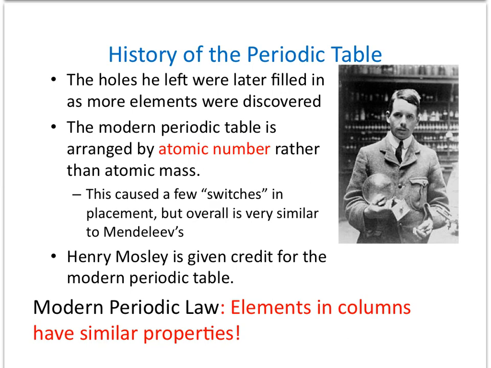So in 1910, the use of the proton became the focus of the periodic table. And what Moseley basically discovered was if he rearranged the table based on atomic number rather than atomic mass, the inconsistencies of Mendeleev's table were fixed. And so that's what we have today, a periodic table that goes in order of increasing atomic number. It's based on the proton number of the element. And modern periodic law says that elements in columns have similar properties.